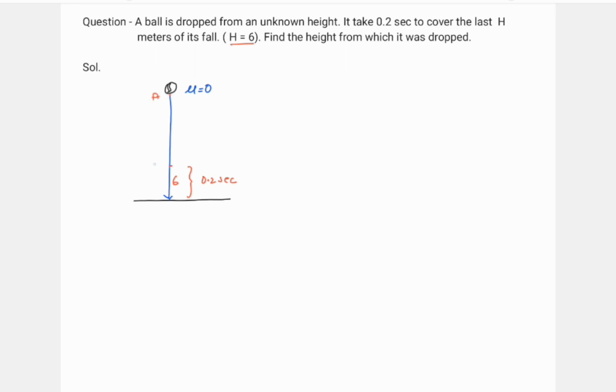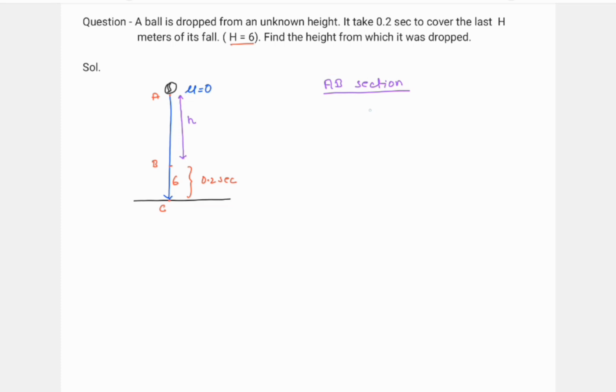Here we have a point A, this is a point B, and this is a point C where the ball is going to hit the ground. I am considering the distance from A to B as small h. Let us first consider the AB section of this journey.